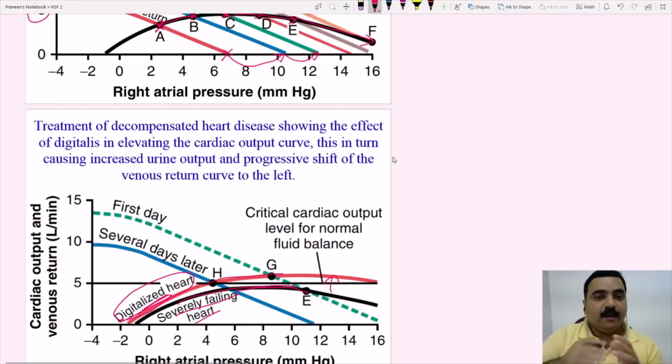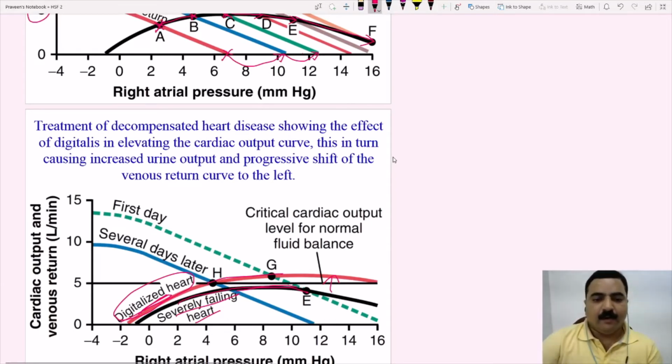But it cannot depend on that one forever, so you need to correct the other problem that is happening in the heart. The correction has to be done, but immediately, if you want to strengthen the heart and maintain the cardiac output, then you have to give the digitalis and maintain it.